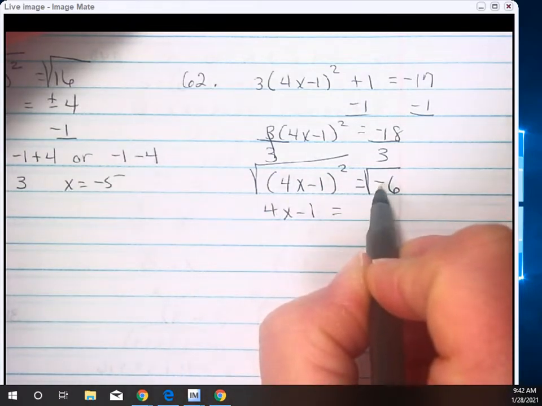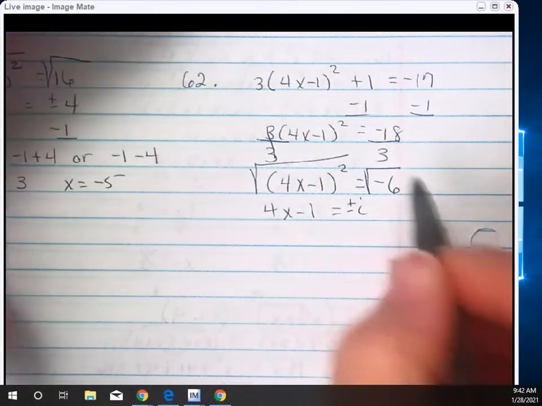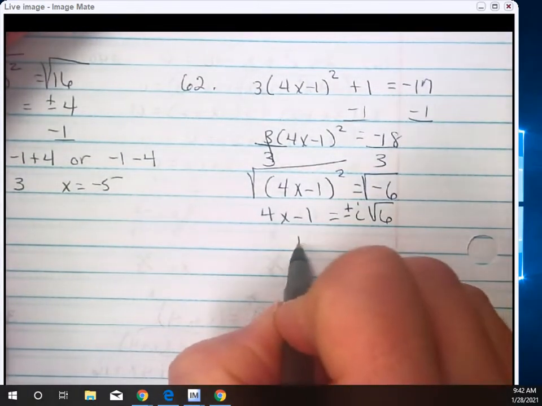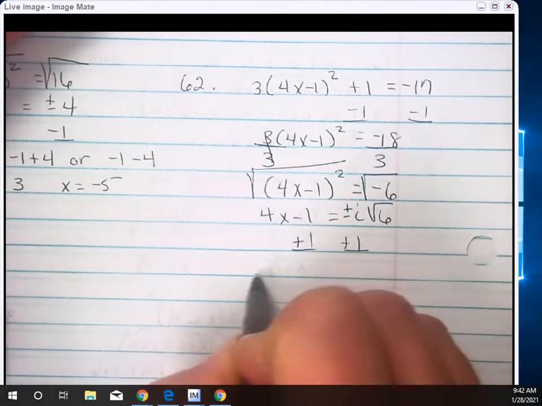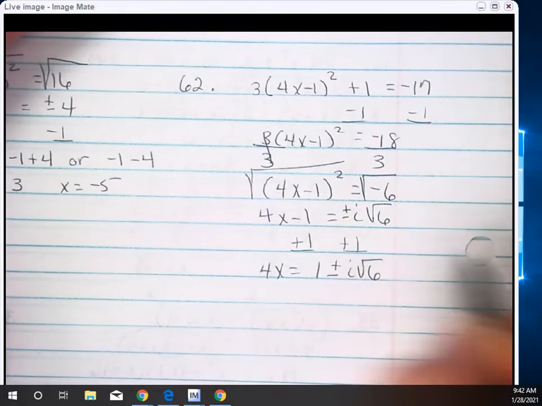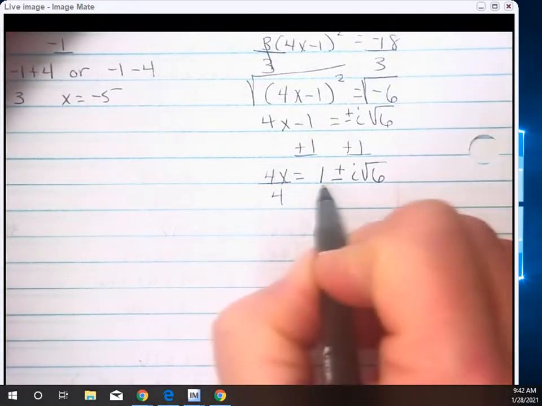That negative is underneath the radical, so that's the i. The plus or minus goes in front of your number. That leaves the 6 underneath the radical. We're going to add 1 to both sides. And this is going to start looking a little bit odd because now we have 1 plus or minus i radical 6, and then we're going to divide by the 4.